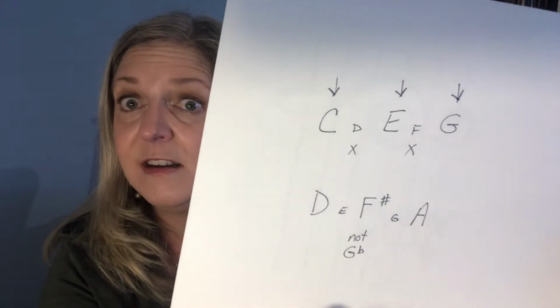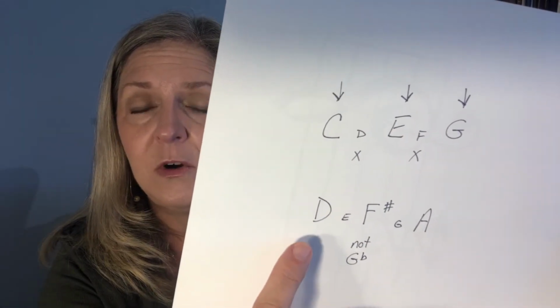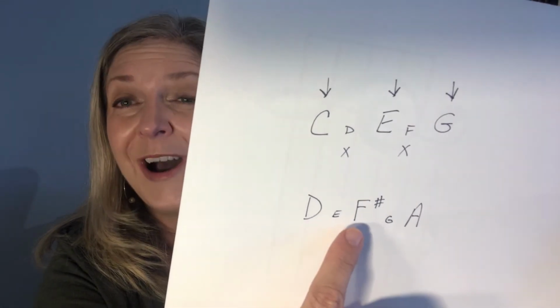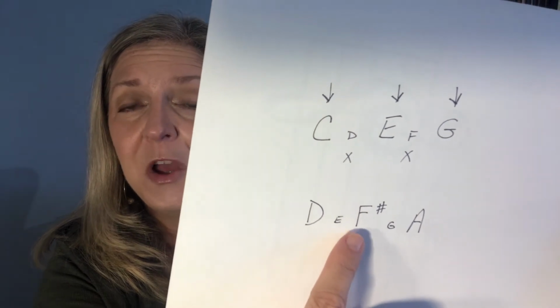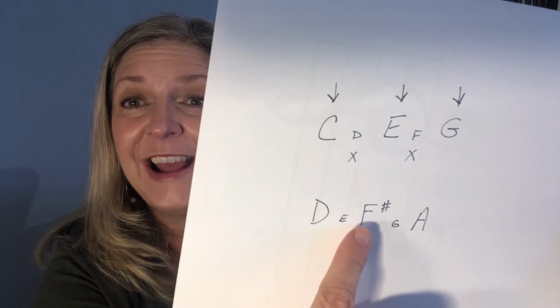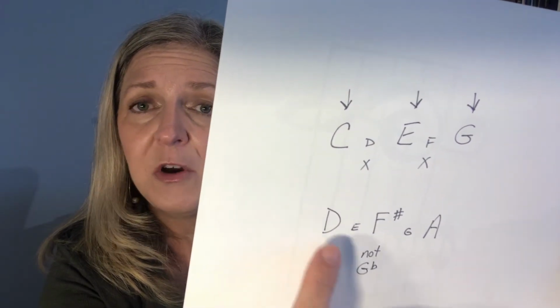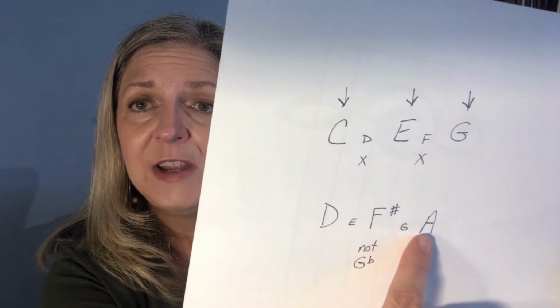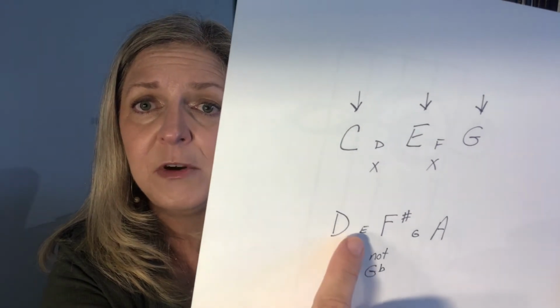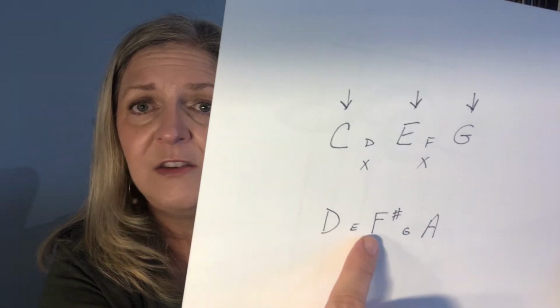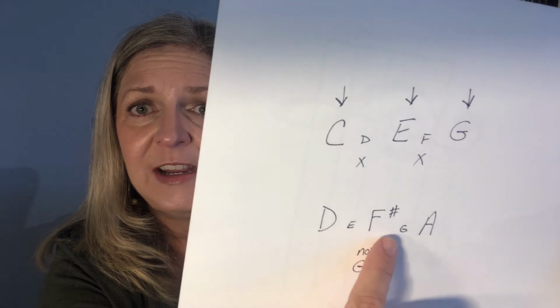So for instance, if we were going to build a D chord, you don't know yet why the F has to be sharp, but we do have to call it an F sharp and not a G flat, because we have to have skips through the alphabet. D, skip over E, some kind of F, skip over G, A.